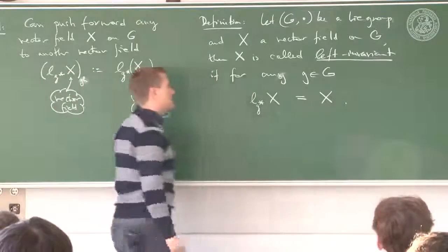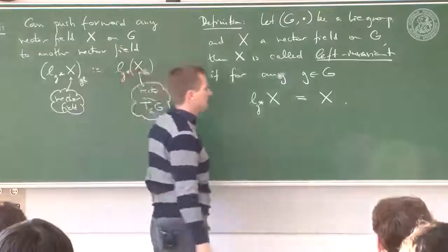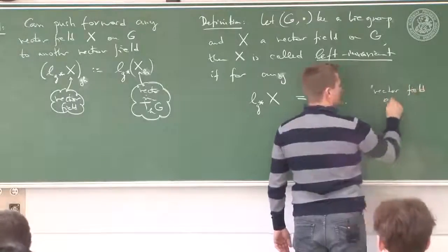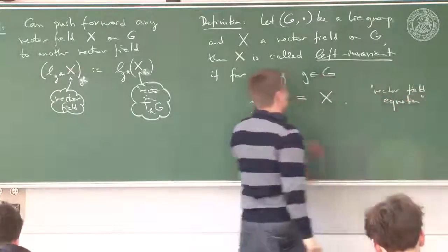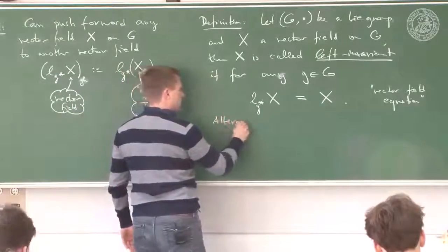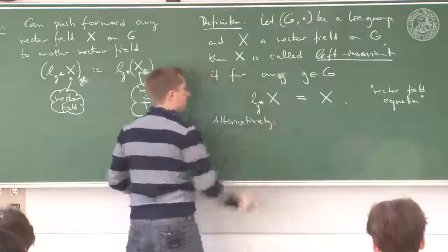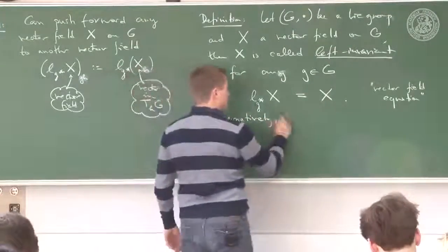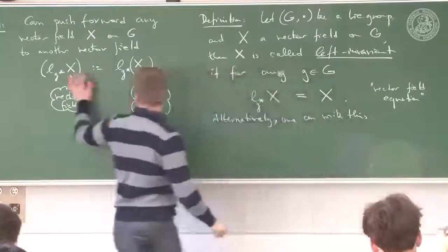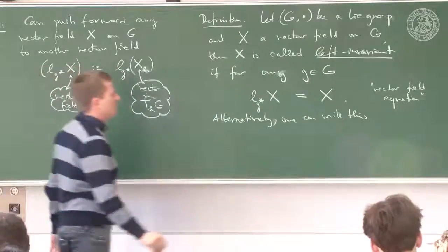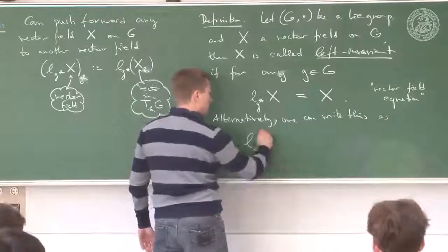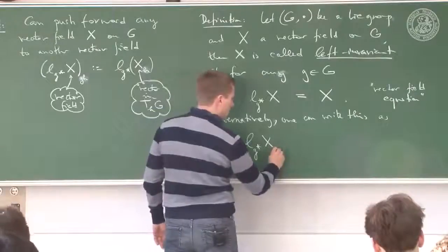Now, that's the formulation as a vector field equation. So let me say here, this is the vector field equation, since on the left and on the right you have a vector field. Alternatively, and it's useful to write down two alternatives, one can write this using the definition of what the push forward means. One can write this as, well, it means you take the push forward of a vector field.